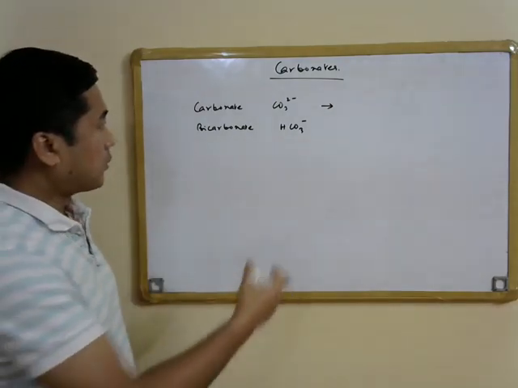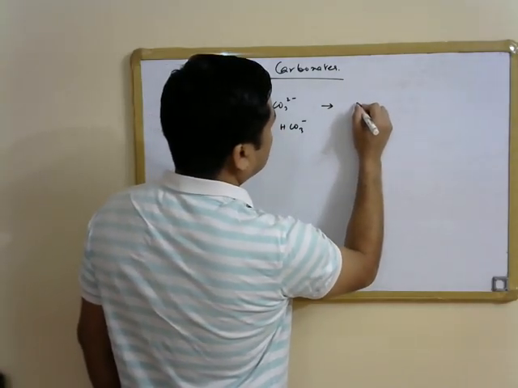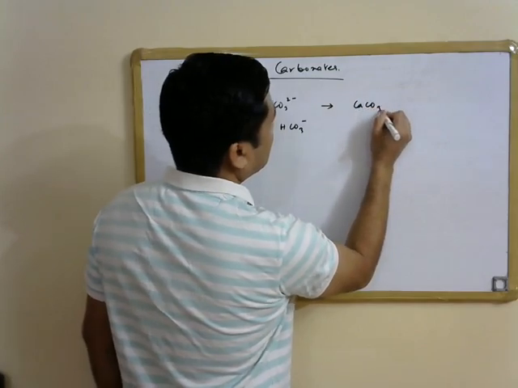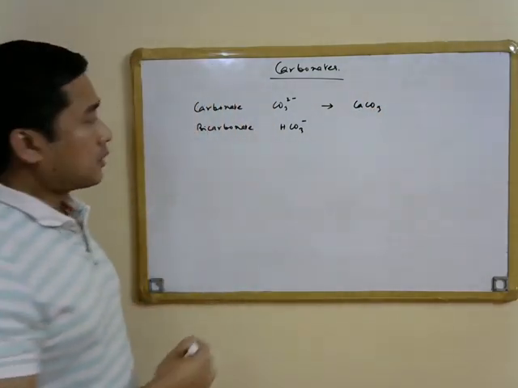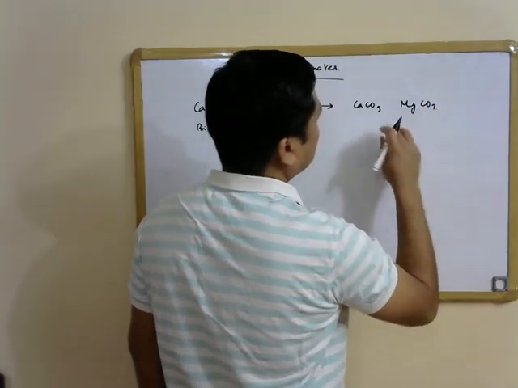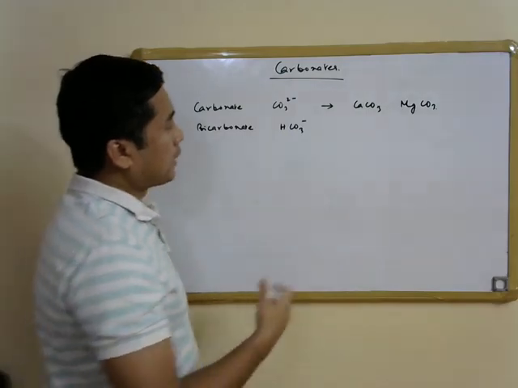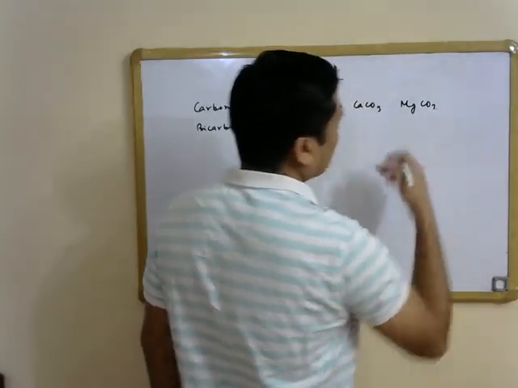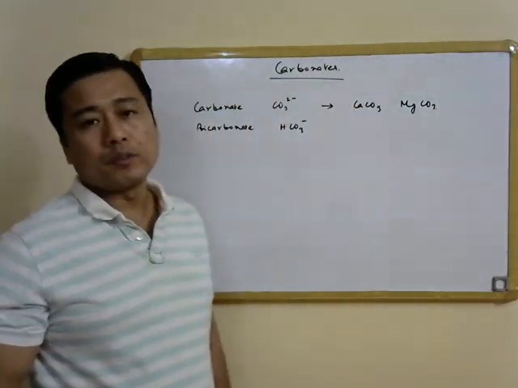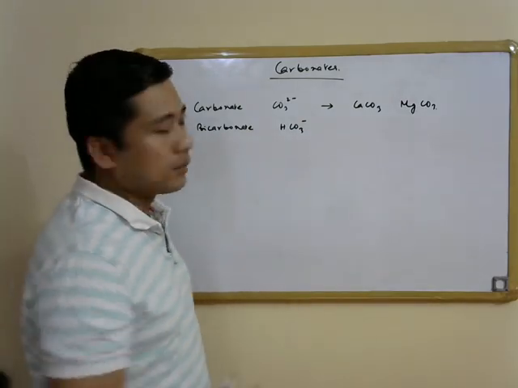In the case of carbonates, group 1 and group 2 metals, as well as divalent metals, form carbonates. Examples are calcium carbonate and magnesium carbonate. All these group 2 metals form carbonates, and group 1 metals also form carbonates, like sodium carbonate and cesium carbonate.